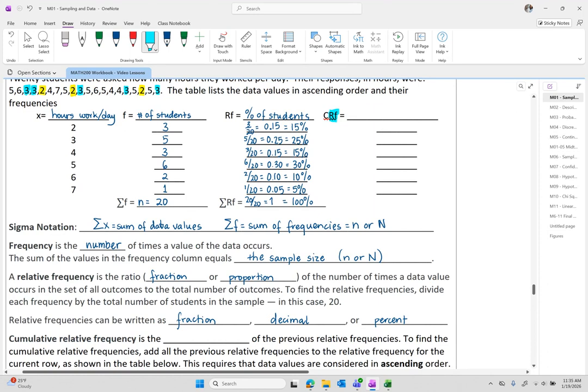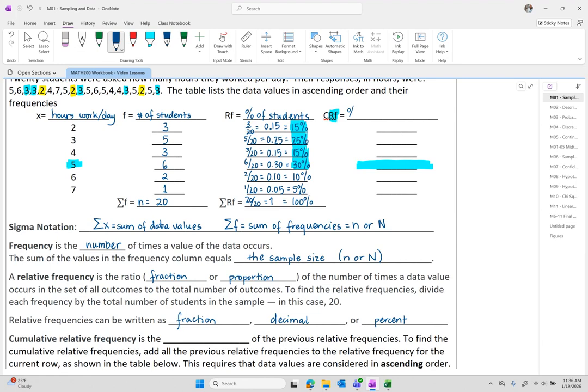And cumulative means that at any given level, let's say I'm in this level, the percent will be all the percentages at that level or before that level. Now, what does that mean? The cumulative relative frequency for X equal to 5 hours of work per day will equal the percent of students who work 5, 4, 3, or 2 hours per day. If I am at the level of 7, it will be the percent of students who work 7, 6, 5, 4, 3, or 2 hours of work per day.